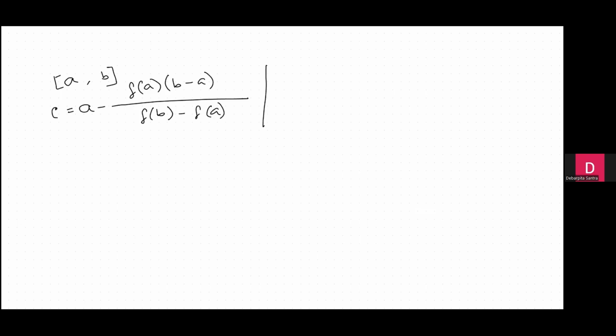In the case of the bisection method, C is only A plus B by 2. But in this case, C is A minus f of A into B minus A divided by f of B minus f of A. That is the only difference. Now if we want to know the steps, that is how to solve, the steps of the Regula Falsi method. What are the steps? Step 1.